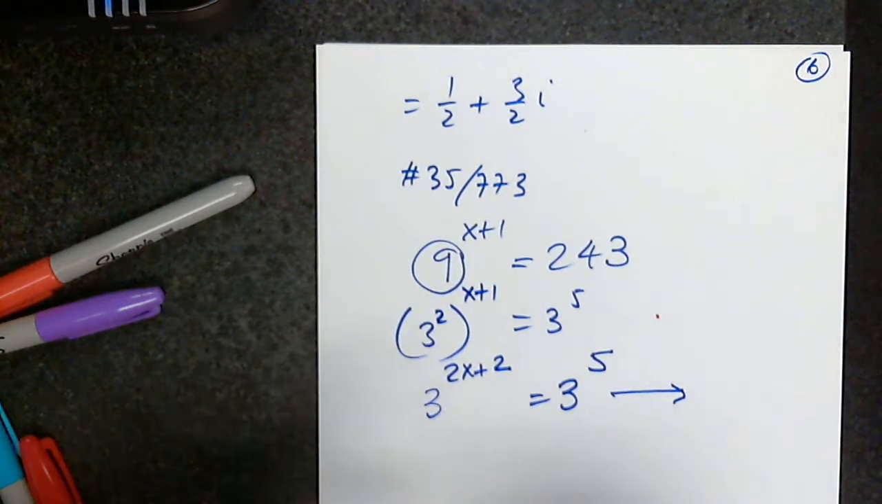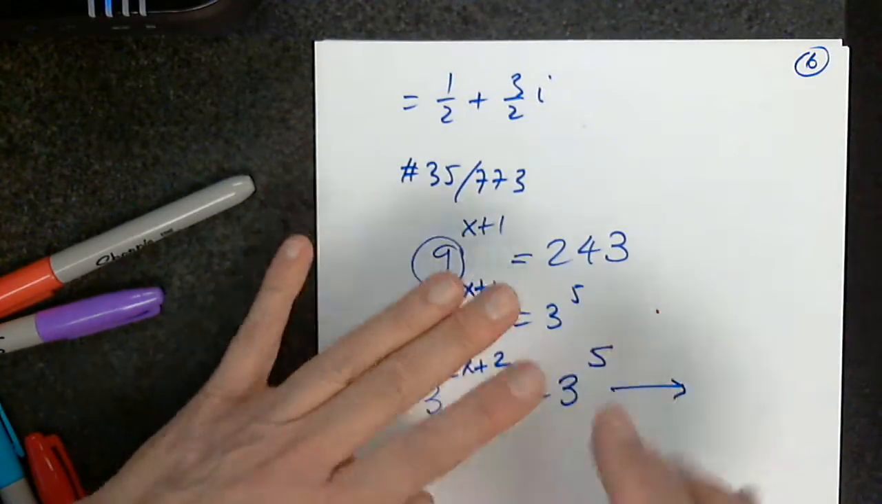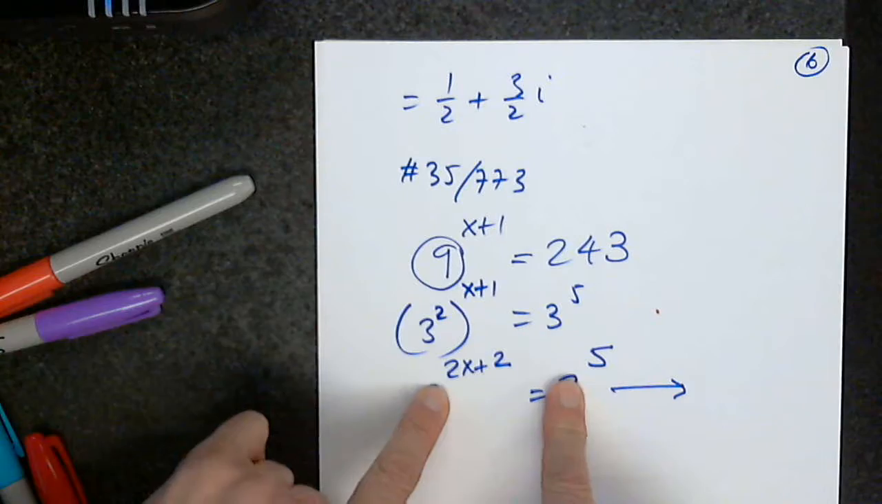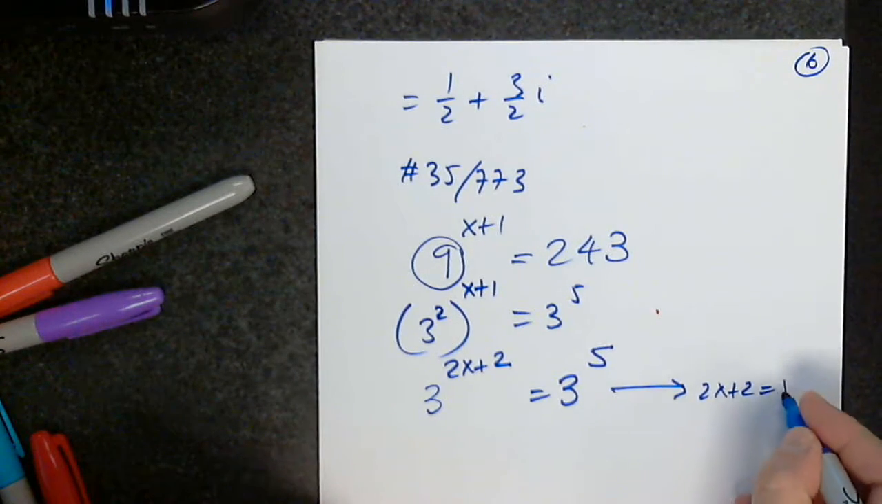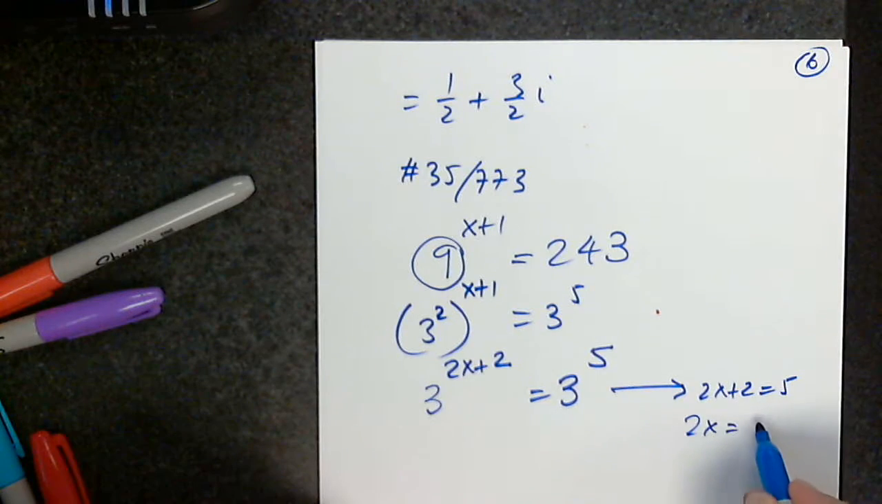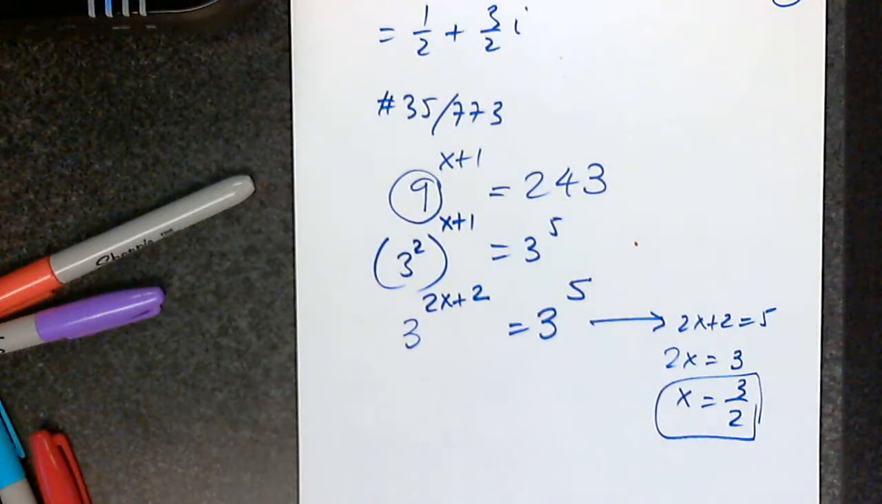From here, what do I conclude? Remember, we are not simplifying anything. We are just thinking. Two numbers are equal and they have the same base. Exactly. 2x plus 2 must equal 5, or 2x will equal 3, so x must equal 3/2. Very good. Well done.